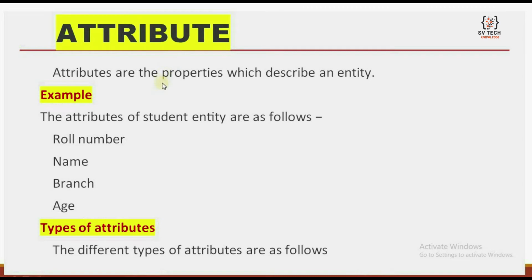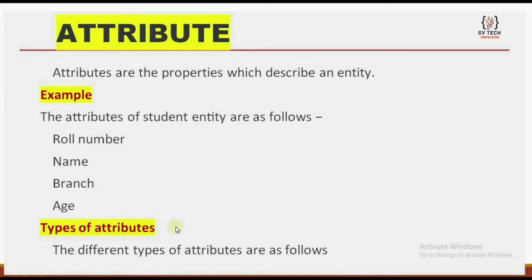So simply the property of an entity is known as an attribute. Every entity is a real world object. It should have some properties like name, roll number and age, date of birth, salary like this. Here if we take student as an entity, the properties of the student entity will have these attributes, that is roll number, name, batch and age.